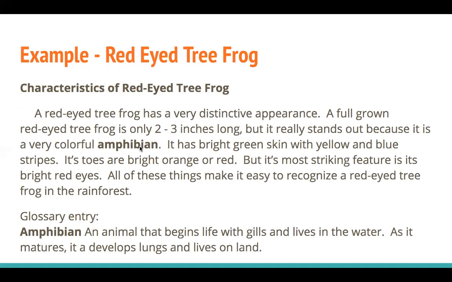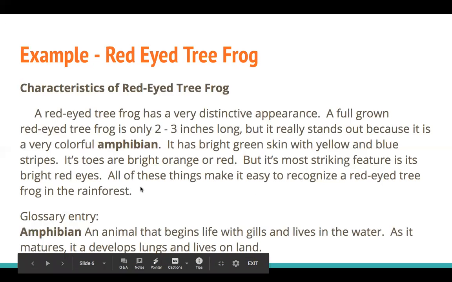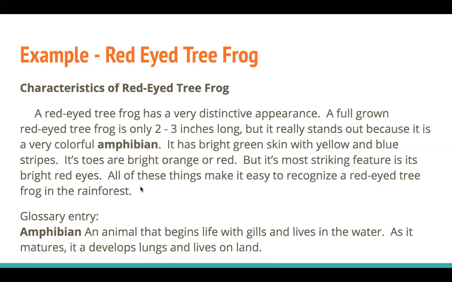Here's an example from my writing about the red-eyed tree frogs. This is from my characteristics paragraph, and here's my whole paragraph on characteristics. I wrote, a red-eyed tree frog has a very distinctive appearance. A full-grown red-eyed tree frog is only 2 to 3 inches long, but it really stands out because it is a very colorful amphibian. Notice that that word is bold. It has bright green skin with yellow and blue stripes. Its toes are bright orange or red, but its most striking feature is its bright red eyes. All of these things make it easy to recognize a red-eyed tree frog in the forest.